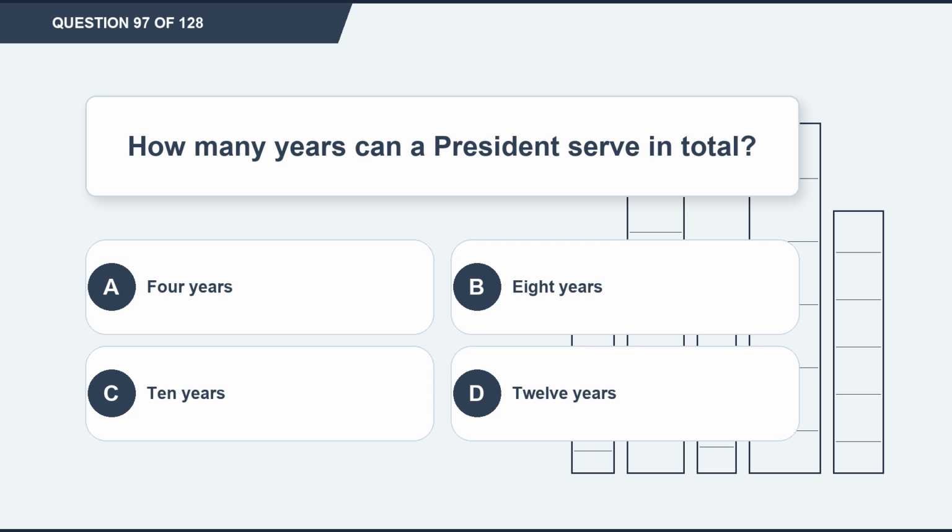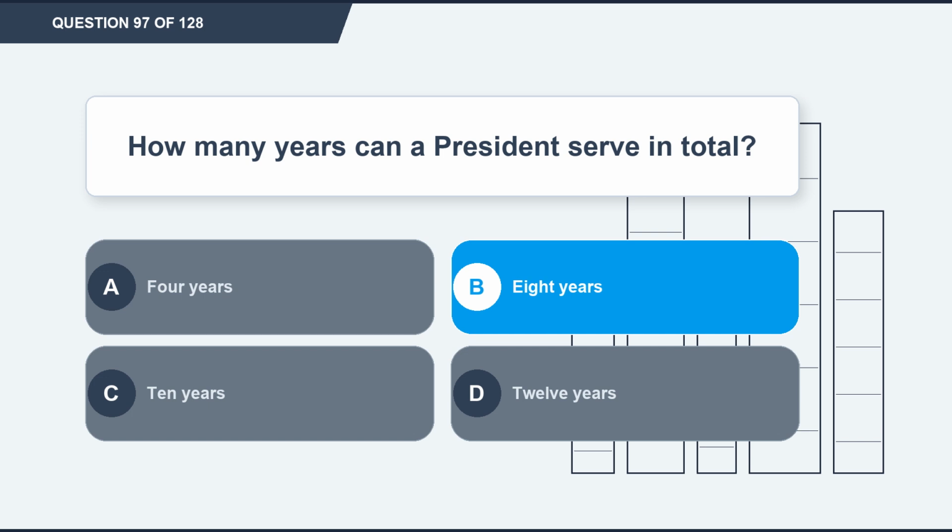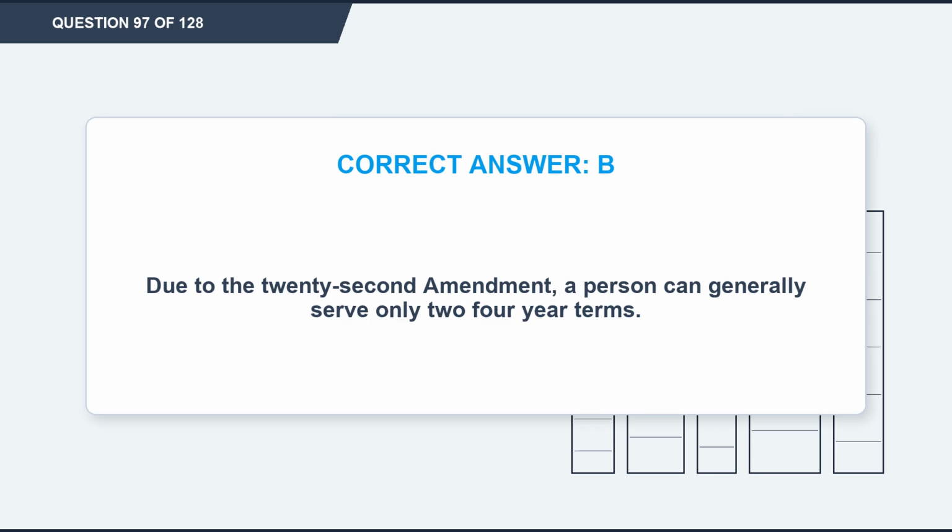Question 97. How many years can a president serve in total? Option A, 4 years. Option B, 8 years. Option C, 10 years. Option D, 12 years. The correct answer is option B, 8 years. Explanation. Due to the 22nd Amendment, a person can generally serve only 2 4-year terms.